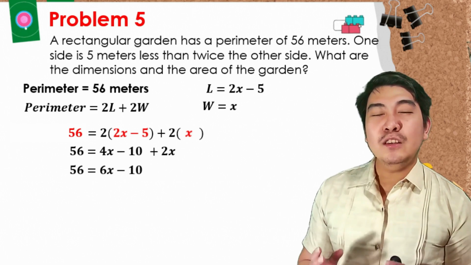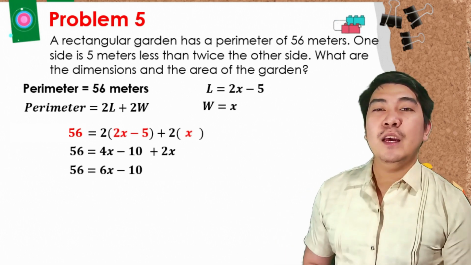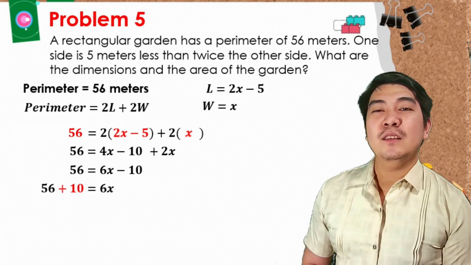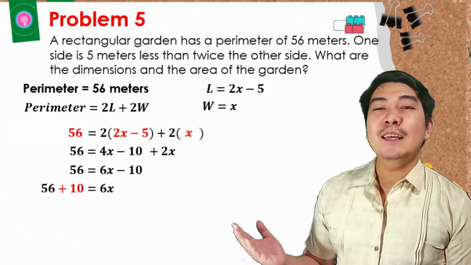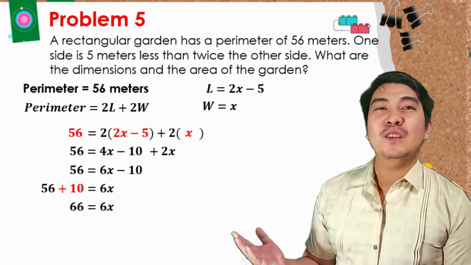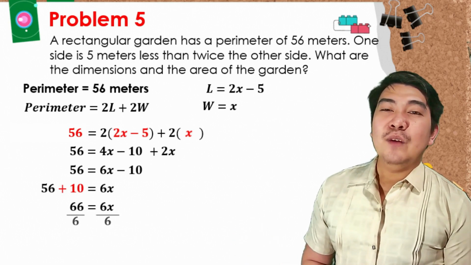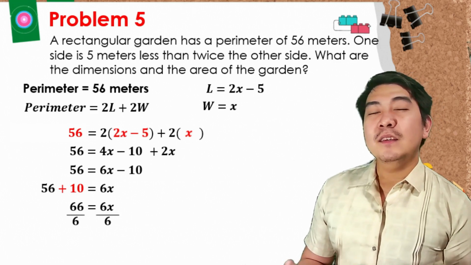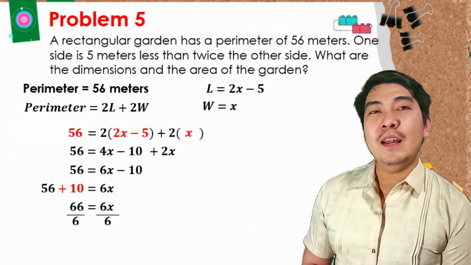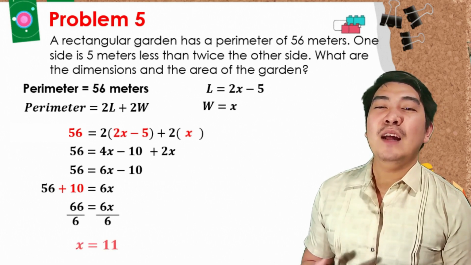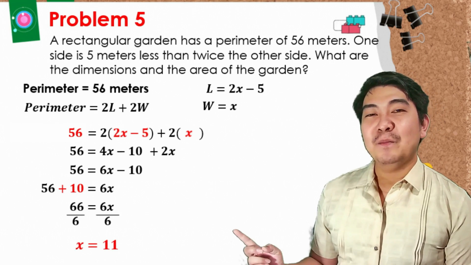Let us now transpose negative 10 to the other side of the equation. So we now have 56 plus 10 is equal to 6x. 56 plus 10 is 66, which is equal to 6x. Let us get the value of x. So let us divide both sides by 6. 66 divided by 6 is 11. 6x divided by 6 is x. Therefore, we now have the value of x, which is 11.